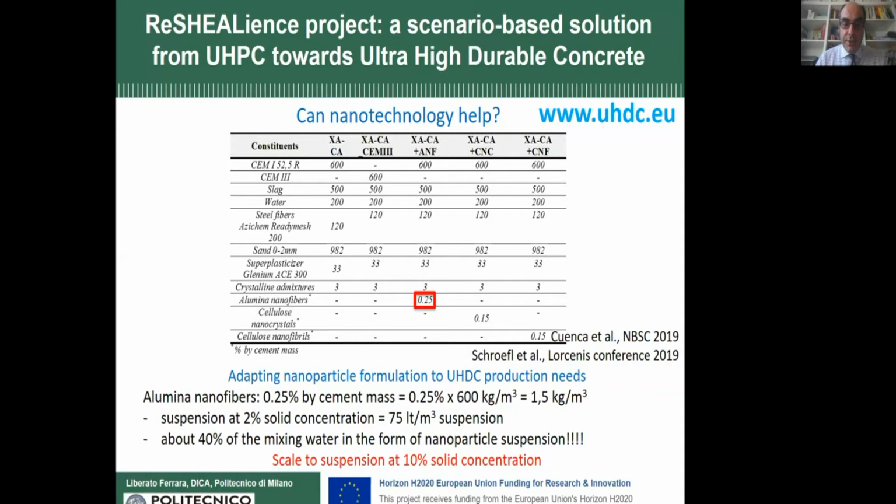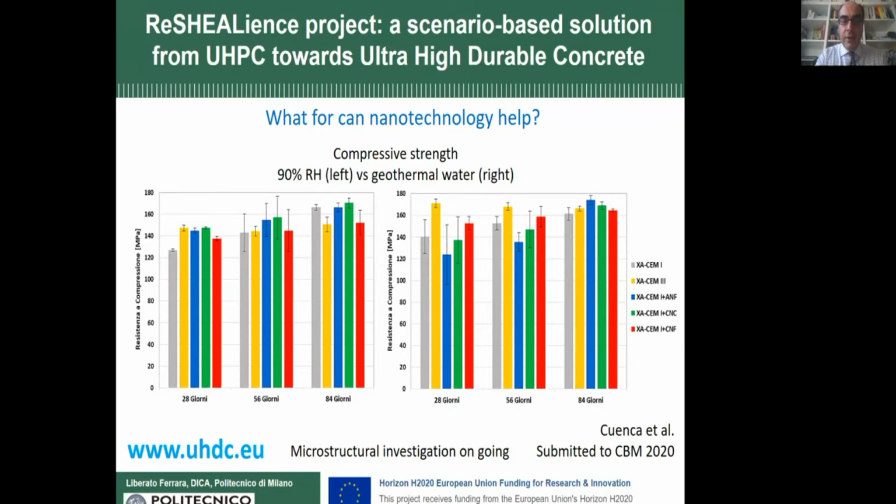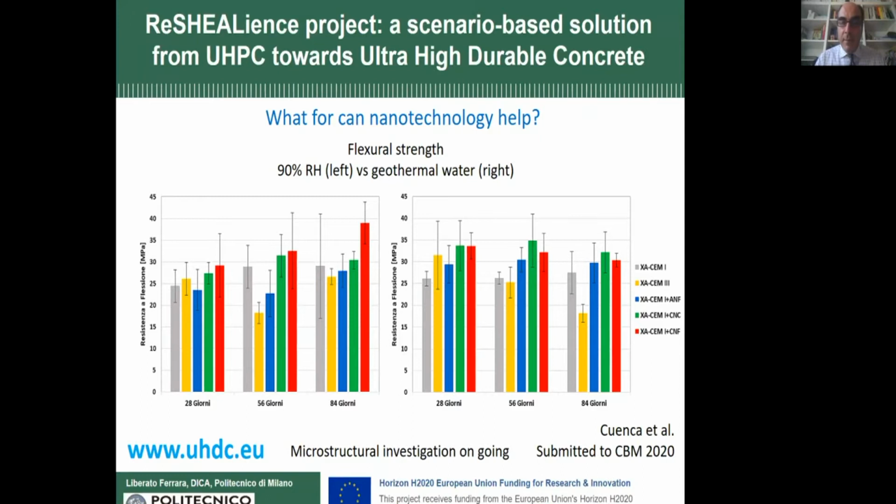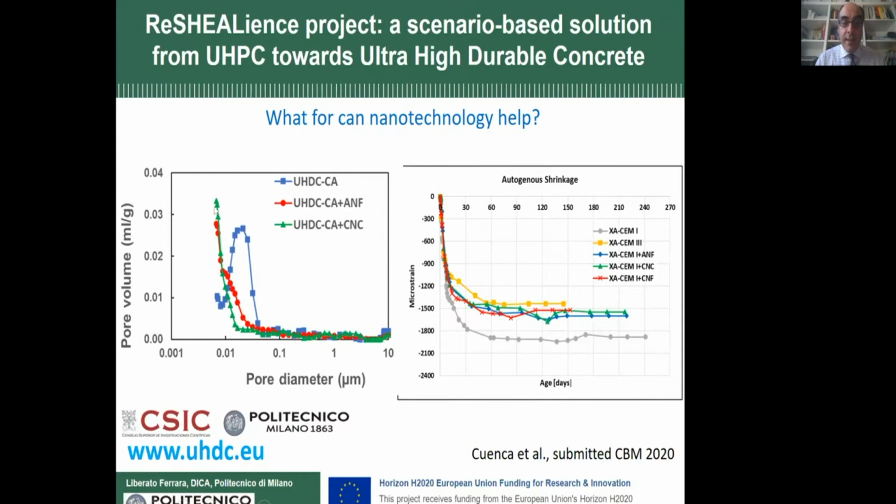But when we looked at the compression strength effect of the nanoparticles, we were not very pleased, because we said, okay, there is a marginal improvement. So is the game really worth the candle, as we say jokingly in Italy? But when we looked into the flexural strength performance, we were a little bit happier, because there you can see really some benefits due to the use of nanofibers and nanoparticles, especially in the long term. You can also see a very significant reduction in the porosity, or a reduction in the autogenous shrinkage, which can be a serious issue in this kind of composites.